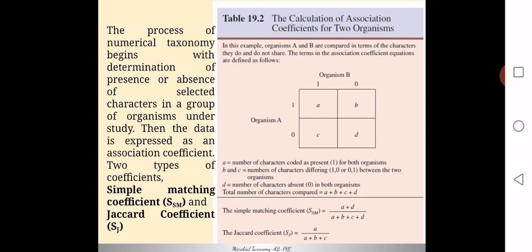By that we get a value, and that is the simple matching coefficient. The other one, the Jaccard coefficient, is widely used and a little more reliable, and in it the characters which are absent in both organisms are not considered. That means d is not considered in the calculation. So the equation is simply a divided by (a + b + c). This is how we calculate the coefficient.